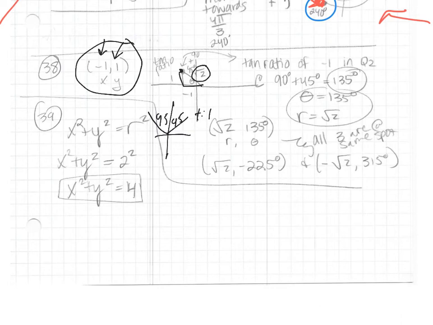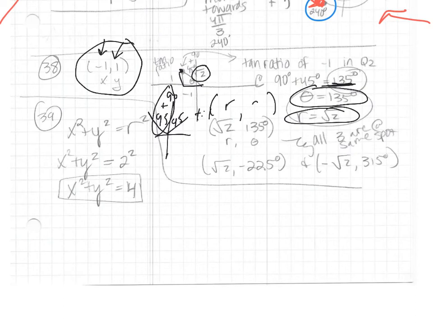So if we're in the second quadrant, we're reflecting. And if we know that we're going to add 45 to 90 degrees, we end up at 135 degrees. So theta is 135, r is square root 2. So if we want to write it as r comma theta, we have an r value of square root 2, theta of 135.